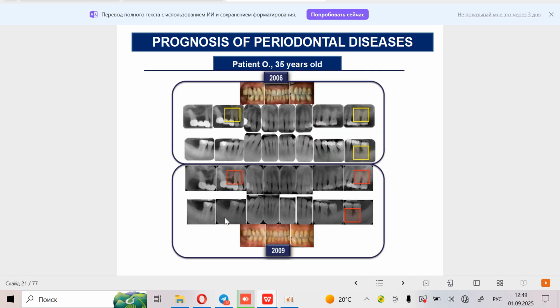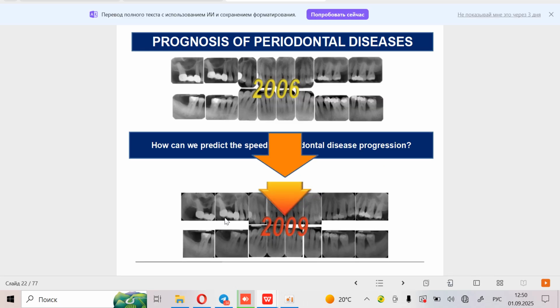In radiographs, you can also see the progress of the alveolar bone destruction. And look carefully, yellow square, middle prognosis, replaced by red, poor prognosis in 3 years. Only 3 years we can see the progress of alveolar bone destruction. The clinician wonders, how can we predict the speed of periodontal diseases progression in each patient, and what is necessary to do to improve the stage?